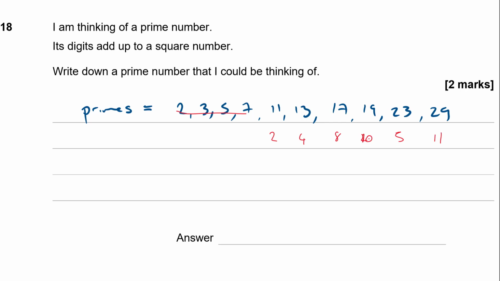Okay, any squares there? Yeah, that one's a square, isn't it? 4 is a square. 4 is 2 times 2. So 13 then. 13 is a prime number where the digits add up to a square number. 13.